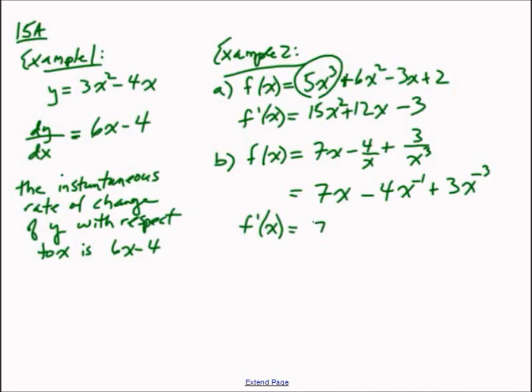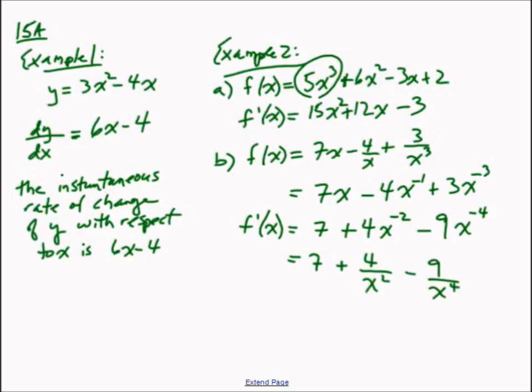The derivative of 7x is 7. Derivative of negative 4x to the power of negative 1 would be positive 4x. Decrease the exponent by 1, so negative 2. Plus, no, it's not a plus, because 3 times negative 3 is negative 9. So it's subtract 9x, decrease our exponent by 1, so to the negative 4. And then just to represent this the same as the way it was represented in the question, 4 over x squared, subtract 9 over x to the power of 4.